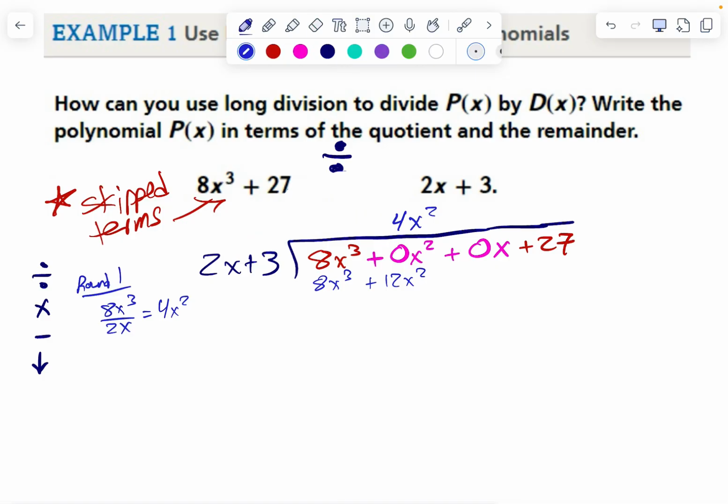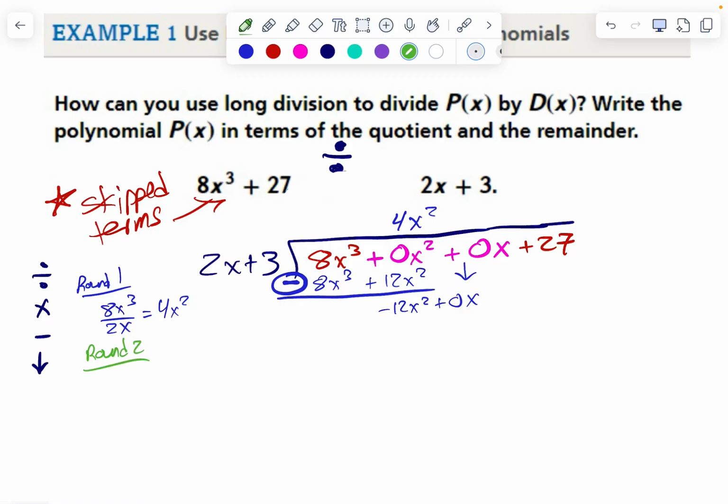Okay, next step is to subtract. Make sure you make that stand out. Like you got to be able to see that you're subtracting. First term goes away. What is 0 minus 12x squared? Negative 12x squared. Good. And now we bring down 0x. Okay. That's round one. Let's do round two.